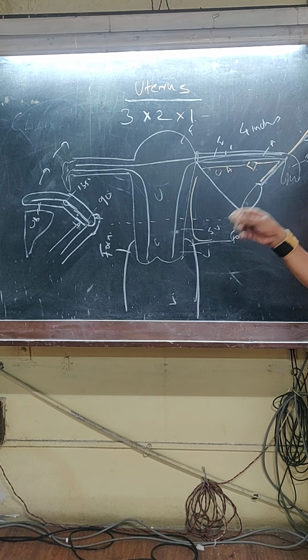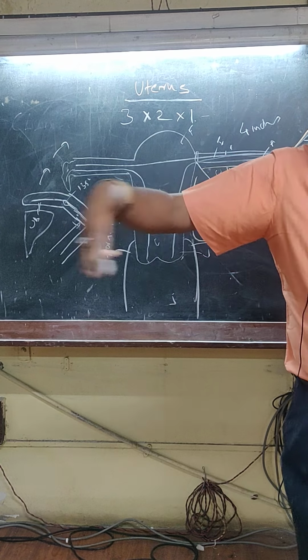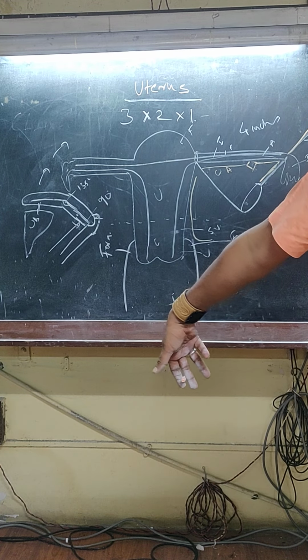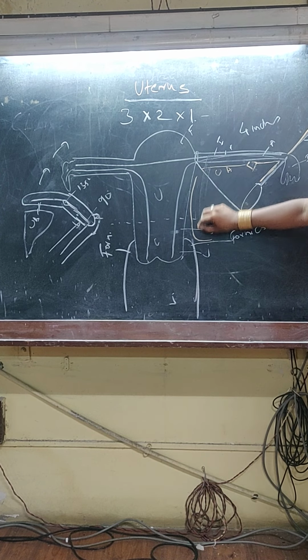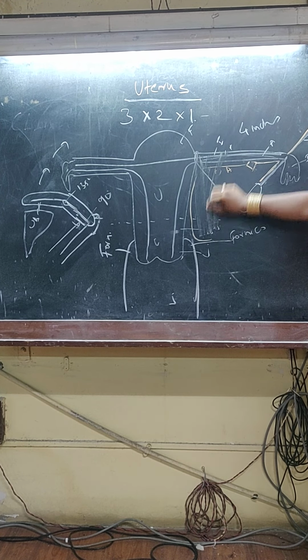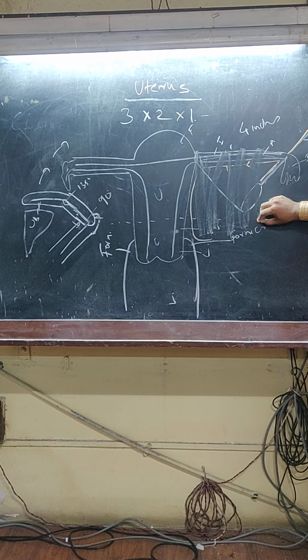The ovary is a structure which lies slightly in a posterior plane. It is posterior. Lying here like this is the broad ligament of the uterus.